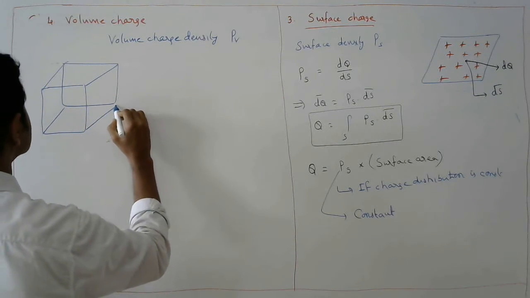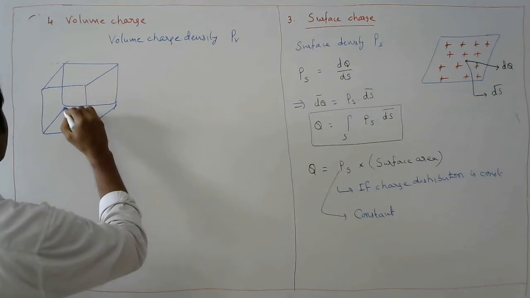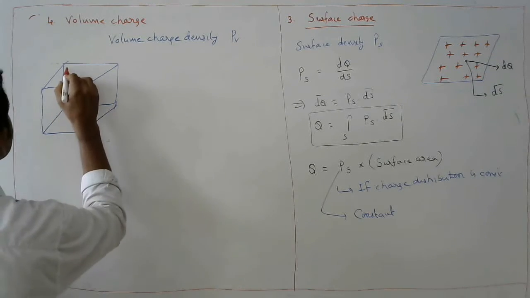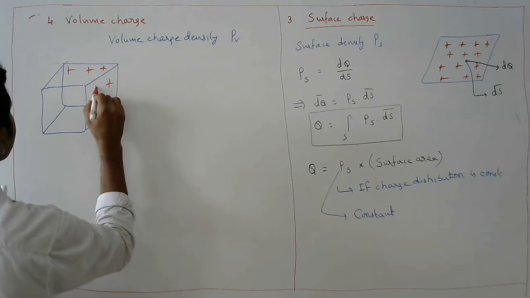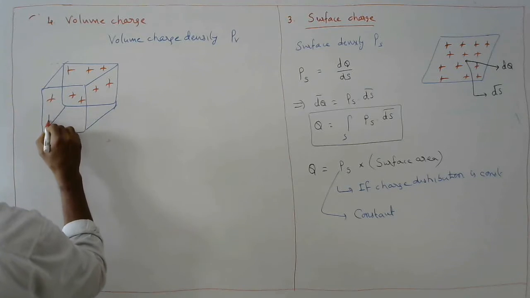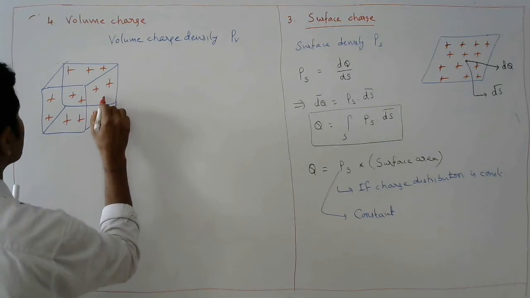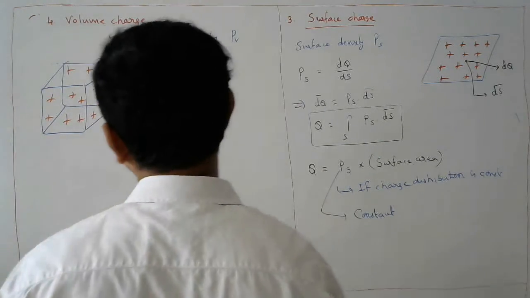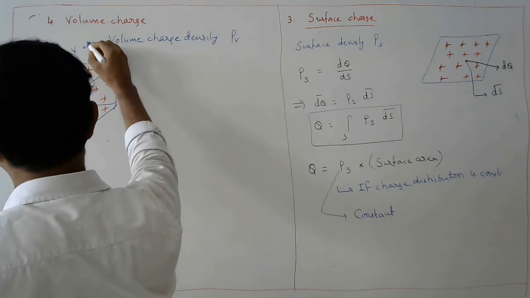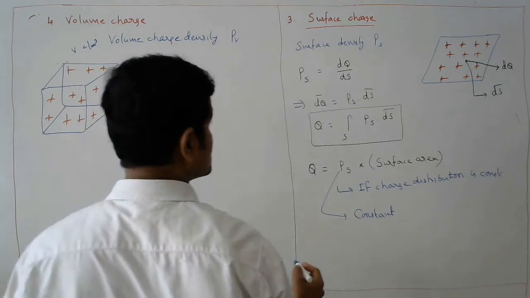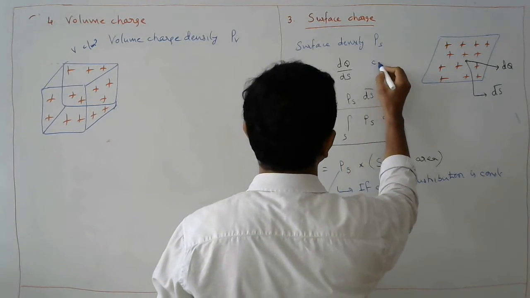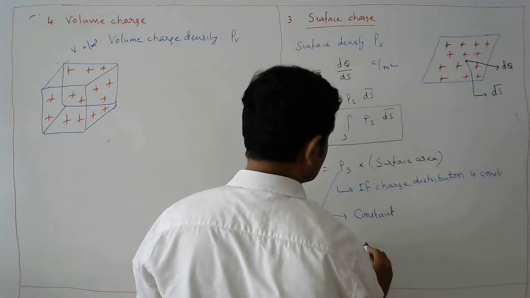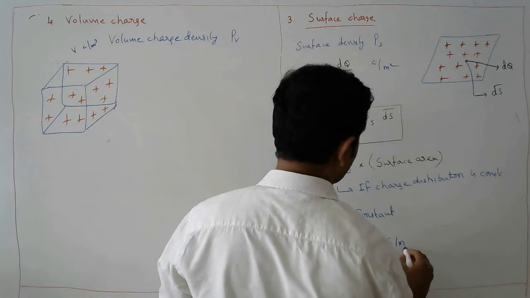This entire volume is chargeable. So assume it is chargeable positively. Positively charged volume. In this, the total volume charge density is rho v, in coulombs per meter cubed. Surface charge density has a different formula, in coulombs per meter squared. Line charge density units are coulombs per meter.